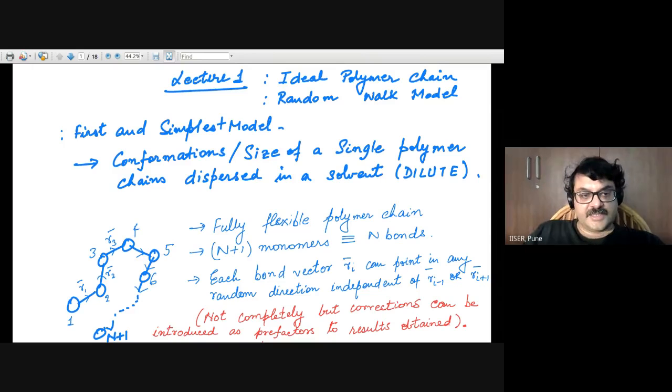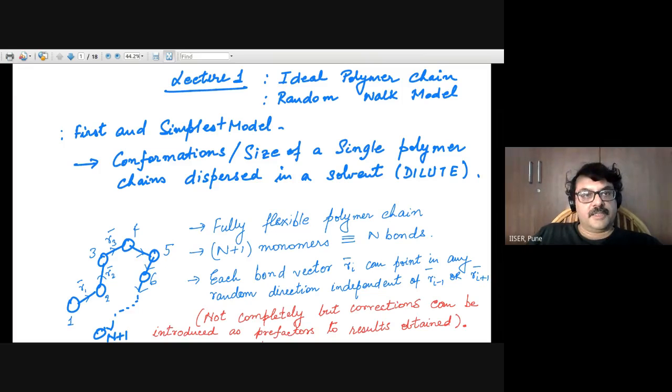So is this perfectly correct? Can R2 be exactly equal to minus R1 so that the third monomer will fall exactly on top of R1? No, of course not. It is not completely correct. But as I said right at the beginning of the class, corrections can always be introduced as prefactors to the results obtained.